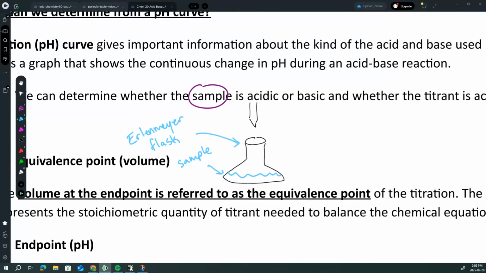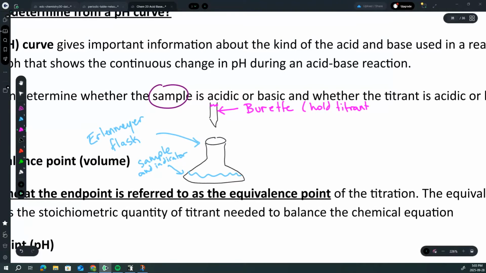Okay, sample and indicator. Whereas over here, the glass instrument that's used, that's the burette. And it contains, or it holds, the titrant, which is what you know the concentration of.